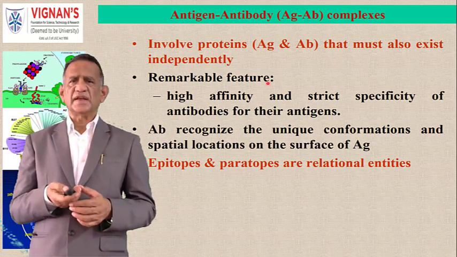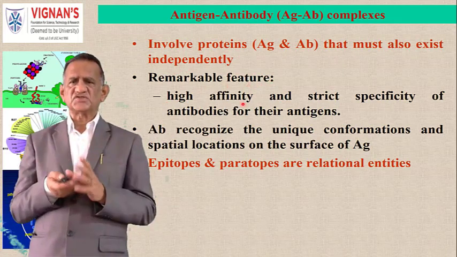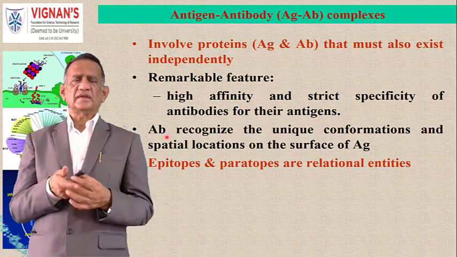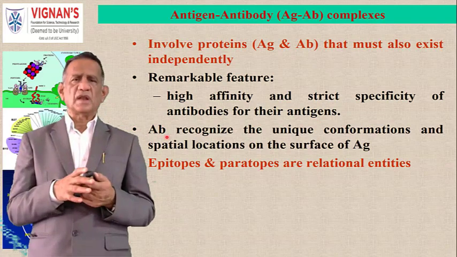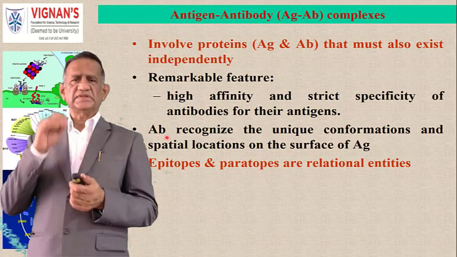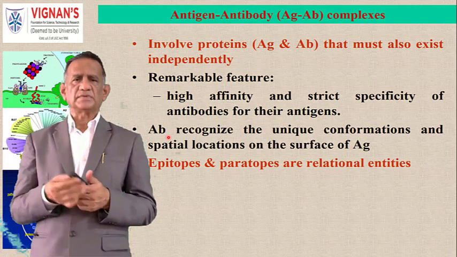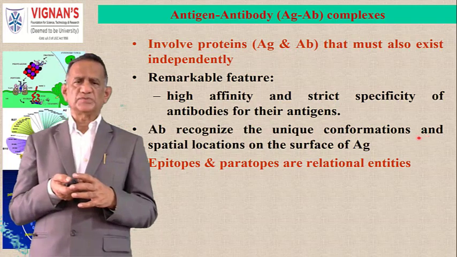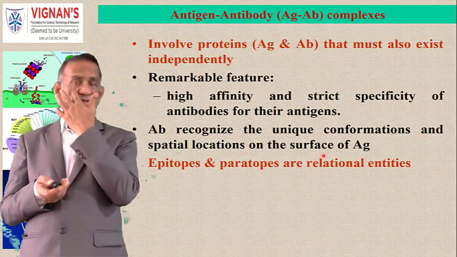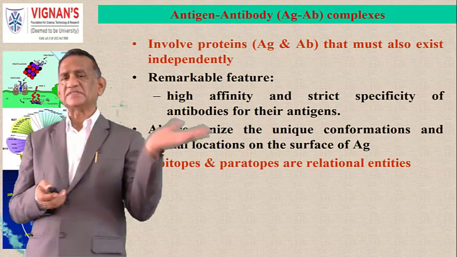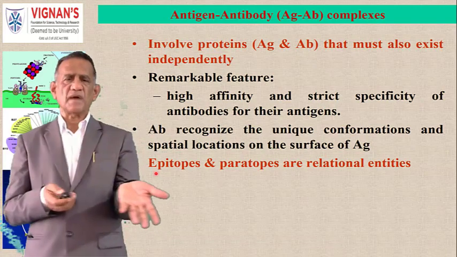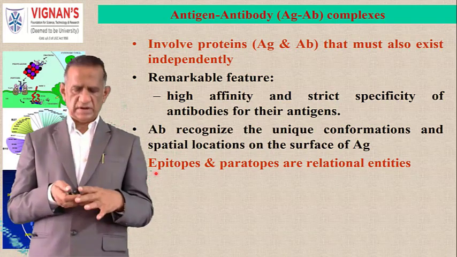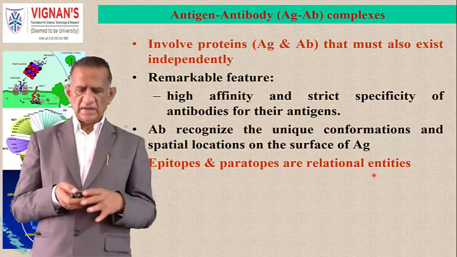Now, antigen antibody complexes involve proteins that must also exist independently. Remarkable features of the antigen antibody complex are high affinity and strict specificity of antibody for their antigens. That's why everywhere for detection we go for immunoglobulins, which have high specificity and high sensitivity towards the epitopes. The antibody recognizes the unique conformations and spatial locations of epitopes on the surface of the antigen, because the antibody is made against the epitope, so it can go to its counterpart where the epitope is present on the protein. Epitopes and paratopes are relational entities.